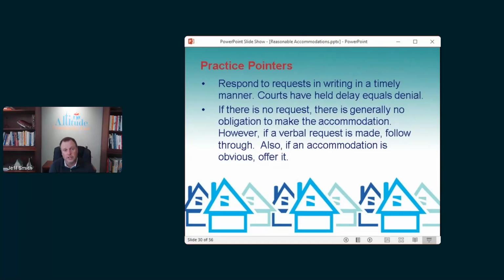If there is no request, there's generally no obligation to make the accommodation. However, if a verbal request is made, you should follow through. Also, if an accommodation is obvious, offer it. So in terms of the verbal request, if someone comes to a board meeting and says, I would like to put in a ramp because my mom is in a wheelchair, whatever it is, and that's where they leave it, you should follow up with them in writing and say, look, you came to the board meeting, we appreciate it. You said that you'd like to put in a ramp. Can you please submit to the ARC what you're planning to do so that we can evaluate this? And if you're requesting this as a reasonable accommodation, can you please provide us with the documentation that we need to review that? So that is big.